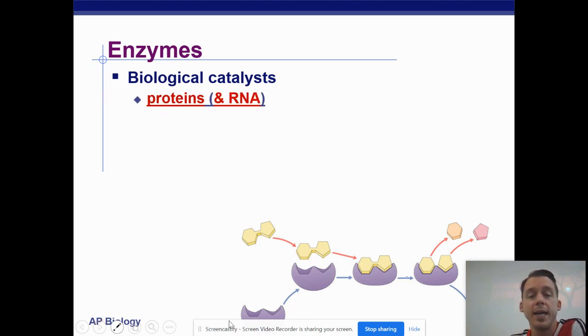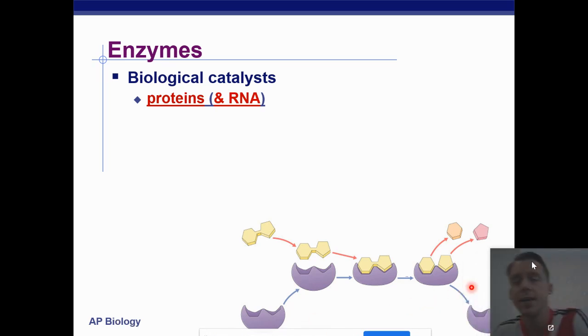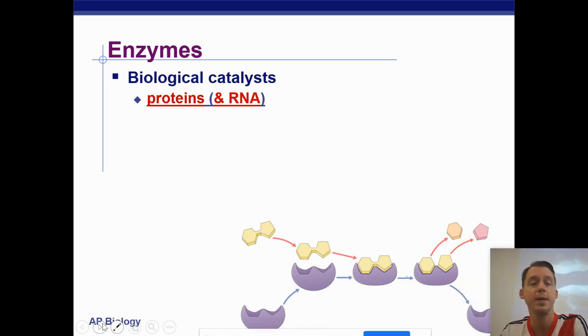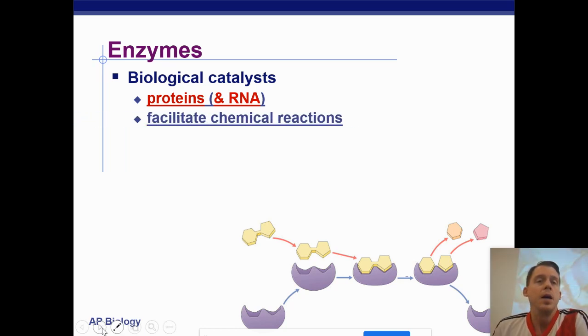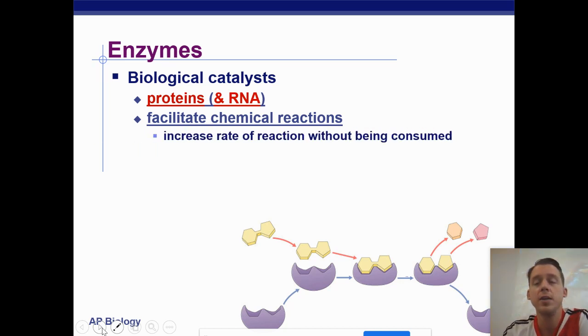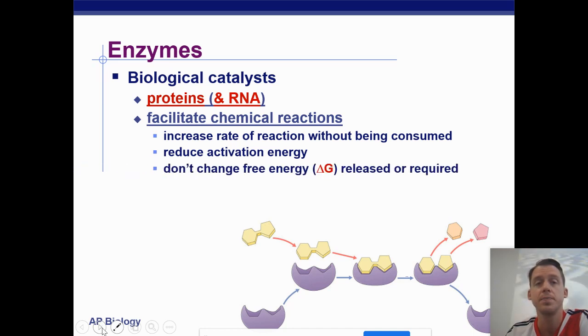An enzyme is made of proteins. So every living thing needs an enzyme. That's why every living thing has to make proteins, so they all have ribosomes. And the enzymes are going to facilitate chemical reactions. They're going to increase the rate of the reactions, but enzymes are not themselves consumed. They're going to reduce that activation energy.